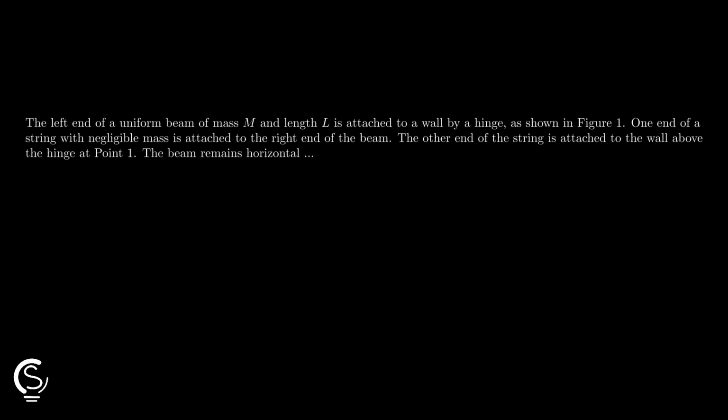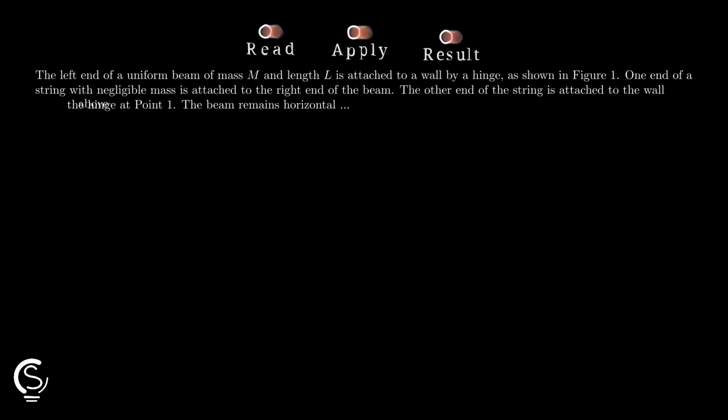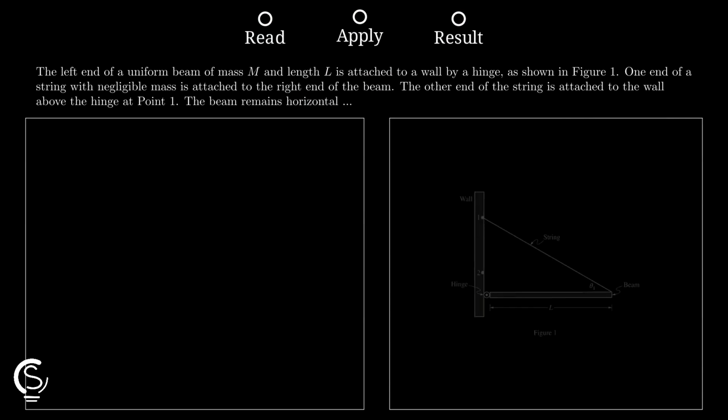Let's go! Part A. The forces on the beam are the weight, mg, acting downward at the beam's center of mass, the tension, Ft, acting at the end of the beam along the string toward the wall, the hinge force Fh acting at the hinge.